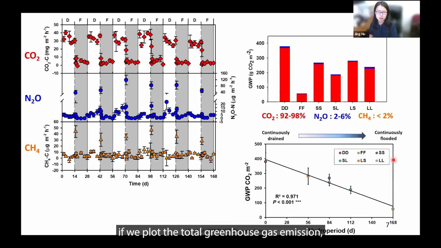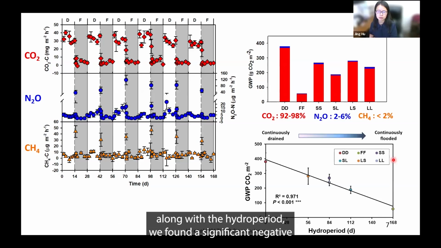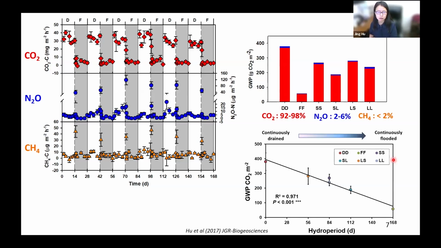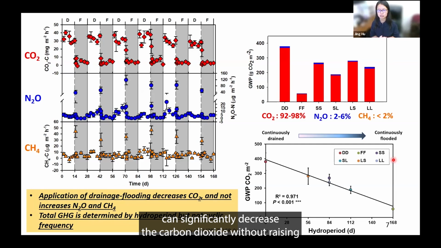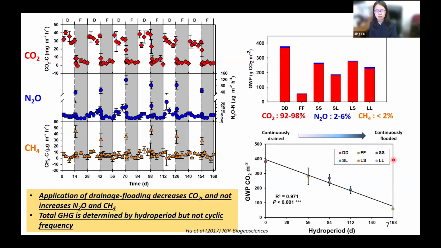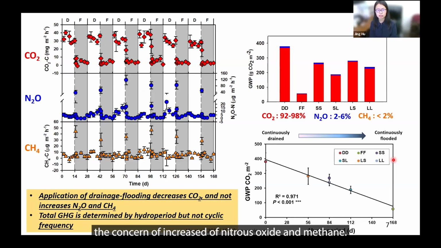If we plot the total greenhouse gas emission along with the hydroperiod, we find a significant negative correlation. So the results from this study showed us that the application of the cyclic draining and flooding treatment can significantly decrease carbon dioxide without raising the concern of increased nitrous oxide and methane.